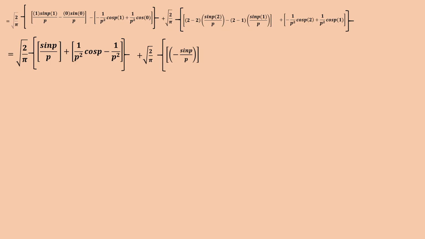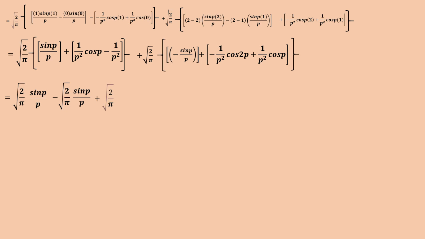Right, the second term, 2 minus 1 is 1, so minus 1, so minus sine p by p, first term, then minus 1 by p square cos 2p plus cos p by p square, that is 1 by p square into cos p. So now sine p by p, first one, root 2 divided by pi multiplying with the first term sine p by p. And the second bracket we are having minus sine p by p into root 2 by pi, so minus root 2 by pi sine p by p.